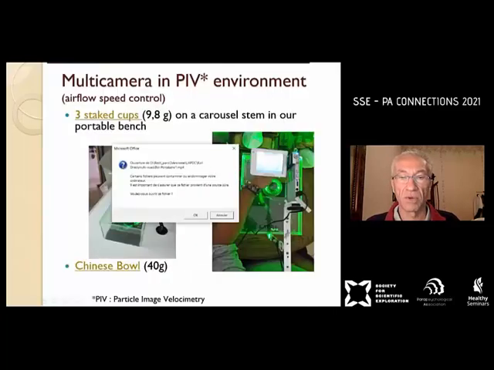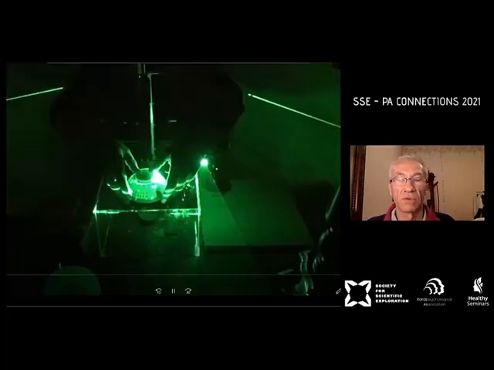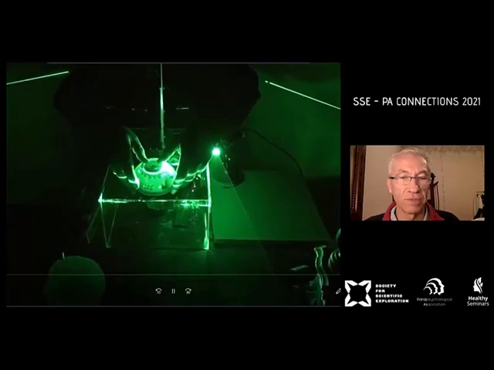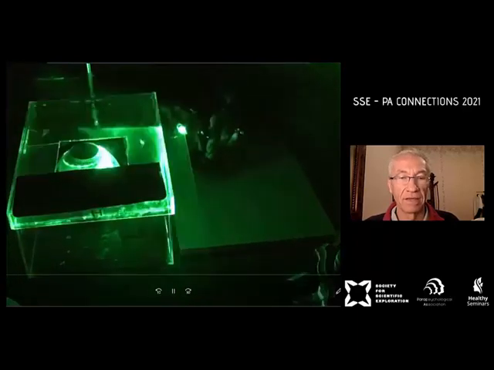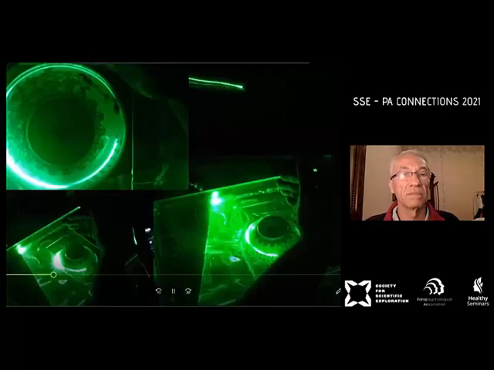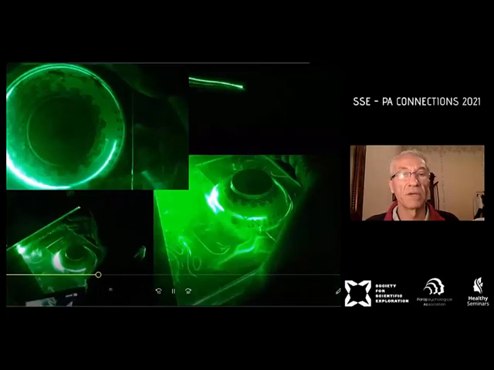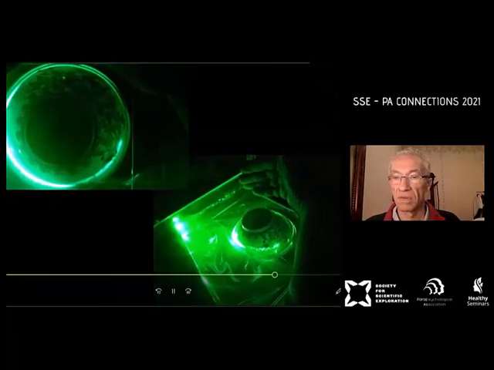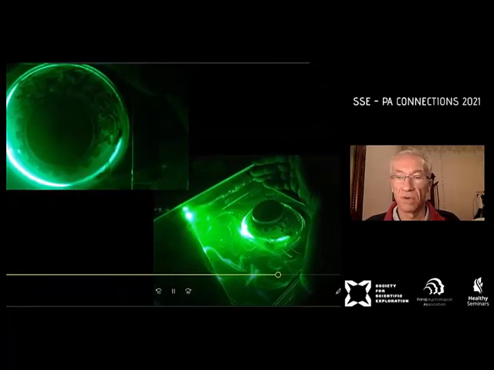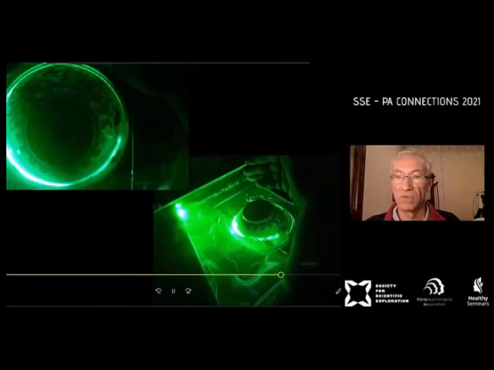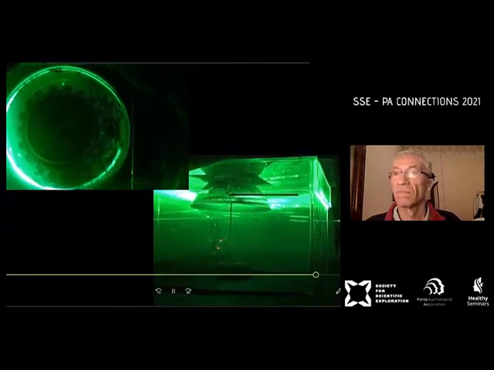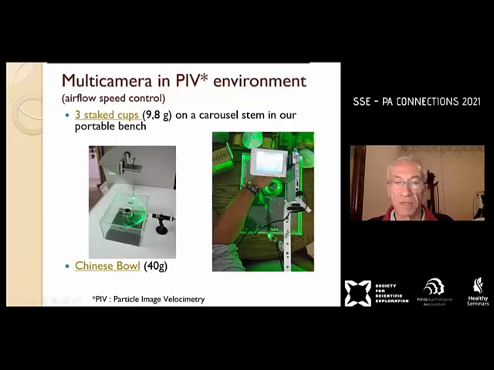We have another example with the Chinese ball. First you have to successfully balance the Chinese ball on the stem. It's not so easy. And then I will show you. It starts very slowly because of the inertia, 40 grams. And then you can see the move, the hand, the flow, and you can see also in the vertical plane. Okay, so this was the lab experiment.